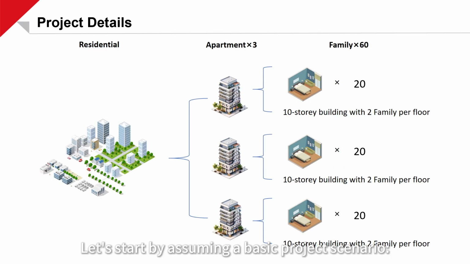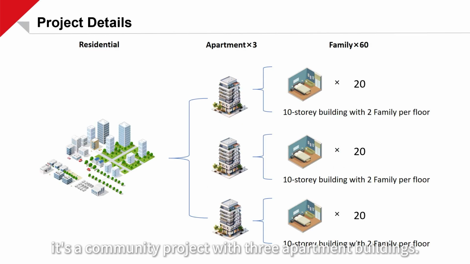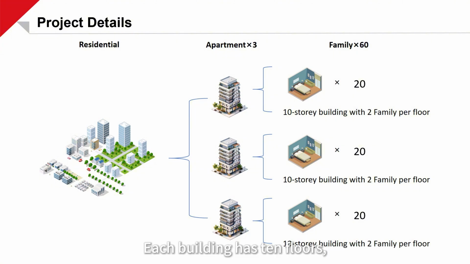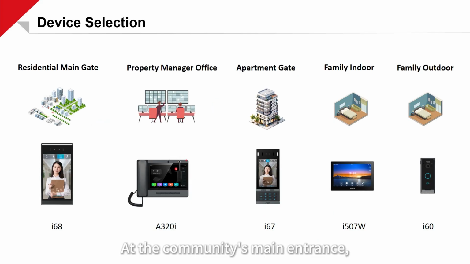Let's start by assuming a basic project scenario. It's a community project with 3 apartment buildings. Each building has 10 floors, and each floor has 2 households. At the community's main entrance, we'll install the I-68 face recognition device. A 320i goes to the property office. Each apartment entrance gets an I-67, with an I-507W indoor monitor and an I-60 door station for every household.